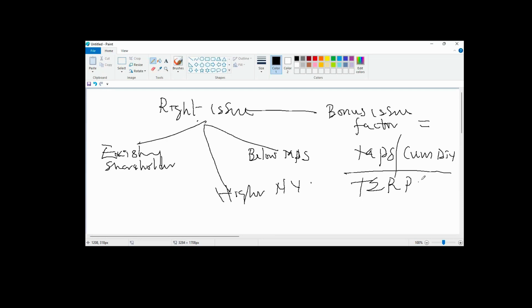All over theoretical ex-rights price. This is everything we need to know. Give it to existing shareholders below the market price per share. Now let's take Question 1 on 30 for better understanding.